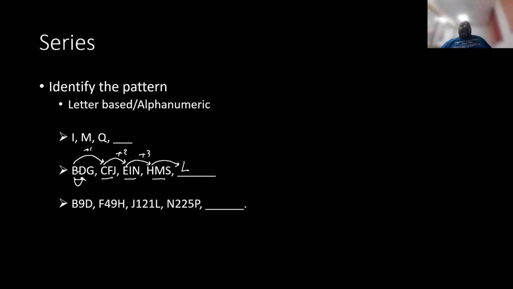B, C, D, a gap of 1, basically plus 2. C, D, E, F, E, G, H, I, H, I, J, K, L, M. So B to D is a plus 2. CDEF is a plus 3. EFGHI is a plus 4. HIJKLM is a plus 5. So from here we'll have a plus 6: L, M, N, O, P, Q, R.